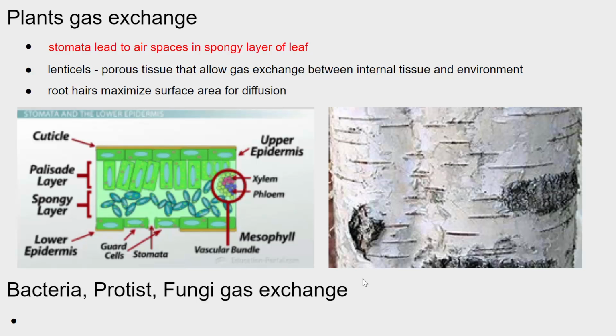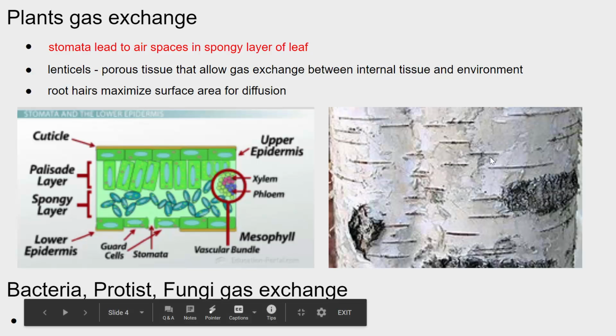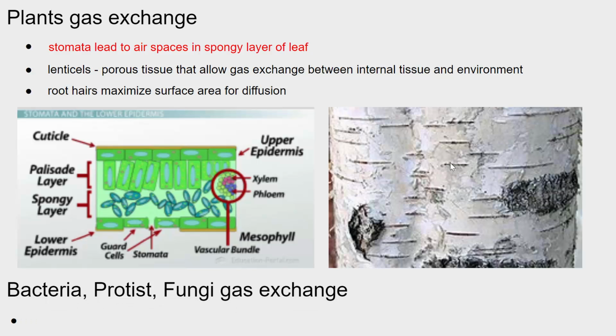There are other ways for gases to enter plants as well. Some plants have lenticels, which are these horizontal lines in the bark of this birch tree. And you see them on lots of woody plants. This is tissue that's porous that allows gases to be exchanged into the organism. There's also root hairs. The roots of plants have tiny little hairs which provide a huge surface area, allowing for gases to diffuse in, especially oxygen.